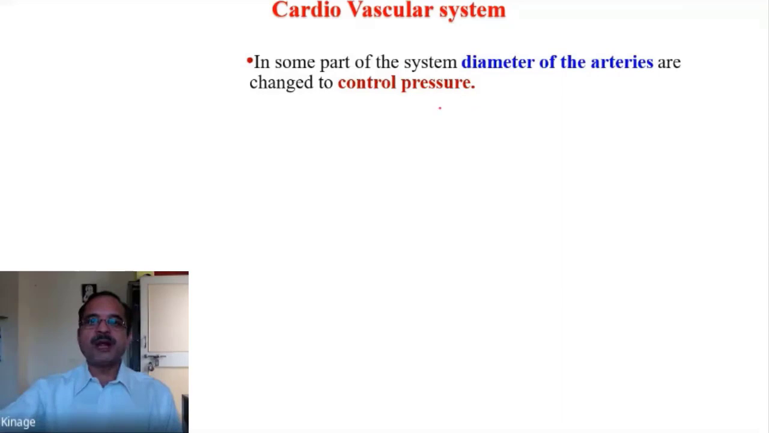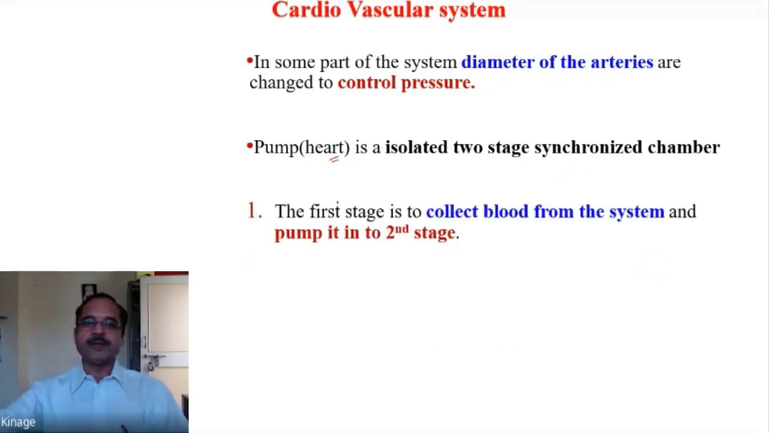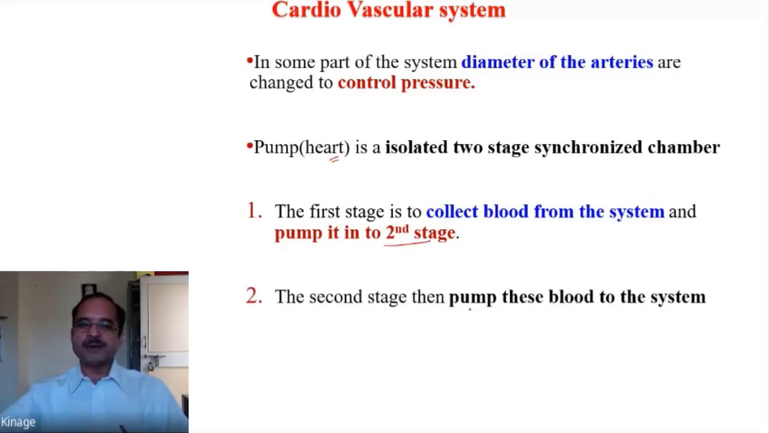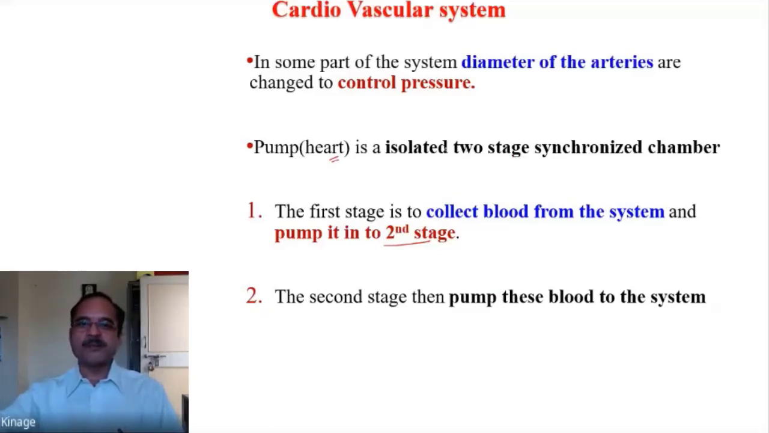In some part of the system, diameter of the arteries are changed to control the pressure. So these arteries are actually flexible in nature, and the diameter of these arteries is automatically changed. It keeps on changing to control the pressure. And these control signals are available from our nervous system. So pump, that means the heart, is an isolated two-stage synchronized chamber. The first stage is to collect blood from the system and pump it to the second stage. During the second stage, it then pumps this blood to the system. So this is how it works as a two-stage pump. Collecting blood from the system and supplying blood to the system. So that's why it is a two-stage pump.